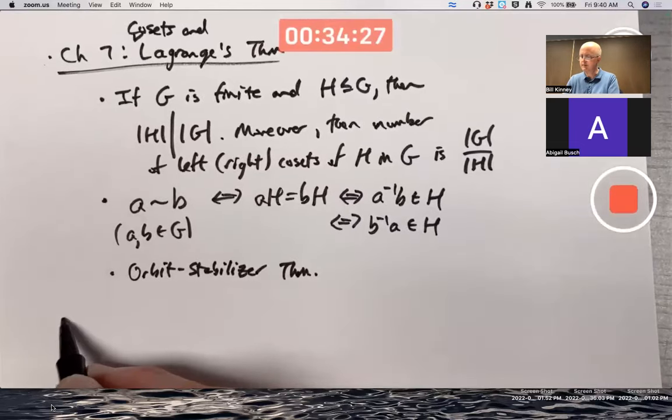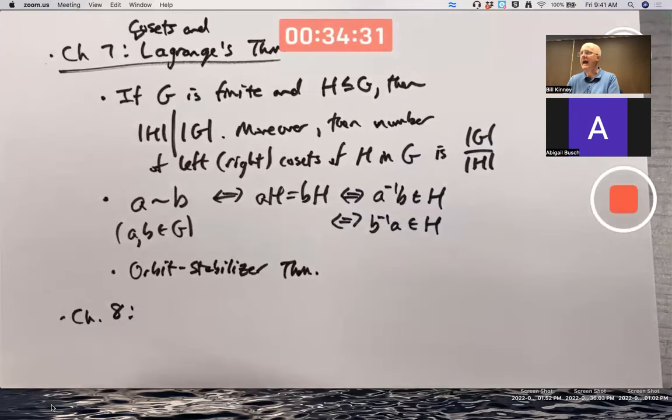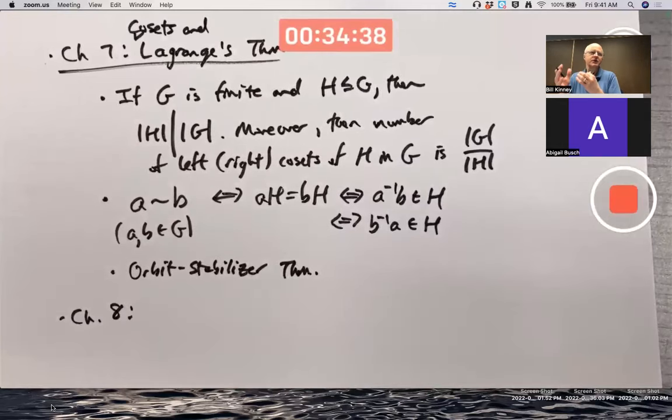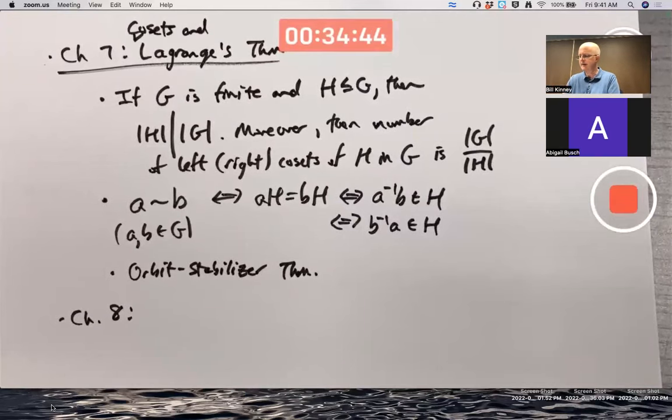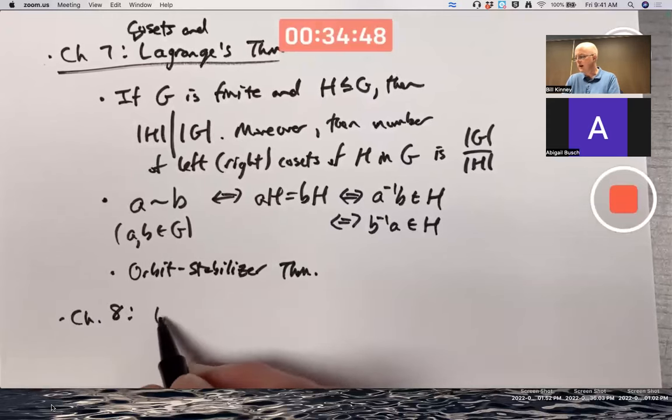The orbit stabilizer theorem, if you're interested, has some pretty neat applications itself. There is an application to a symmetry group in 3 dimensions, like of some sort of 3-dimensional solid, in the book as well. Chapter 8 was about external direct products.